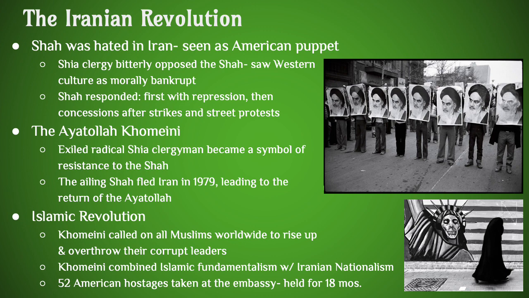Khomeini kind of combined Islamic fundamentalism, which he absolutely was, but it was also, in a way, a nationalist movement. It was a nationalist uprising. He activated Iranian nationalism. And in the enthusiasm for the Iranian Revolution, a lot of people broke into the American embassy, and they actually ended up taking 52 American hostages and holding on to them for a year and a half, from like 1979 to 1981 or something like that.